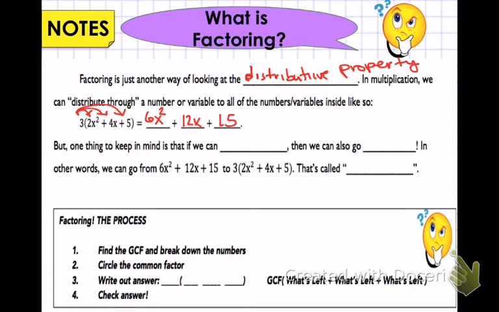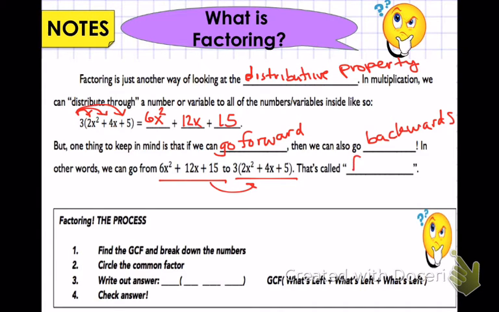But one thing to keep in mind is that if we can go forward, then you can also go backwards. So again, if I can multiply through, I can also unmultiply, which is pretty much what factoring is. In other words, we can go from 6x squared plus 12x plus 15 and work our way backwards to 3 times 2x squared plus 4x plus 5.